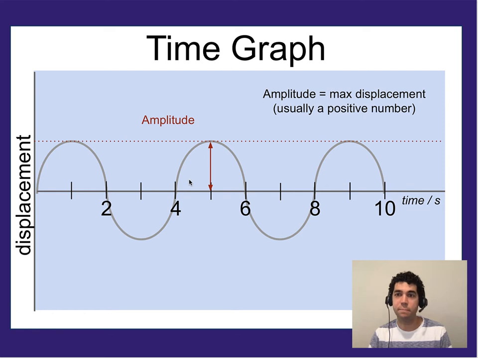Now amplitude is the maximum displacement. We look at this wave and notice that the maximum displacement reached seems to be about this height here, and it seems to be equal on the bottom as well. We usually reference it as a positive number, but you could technically reference it as a negative number. Amplitude is essentially the shift, the displacement from equilibrium position. Notice that it's only about half of the height of the wave, as opposed to being from crest to trough. So it's always from equilibrium to crest or equilibrium to trough.